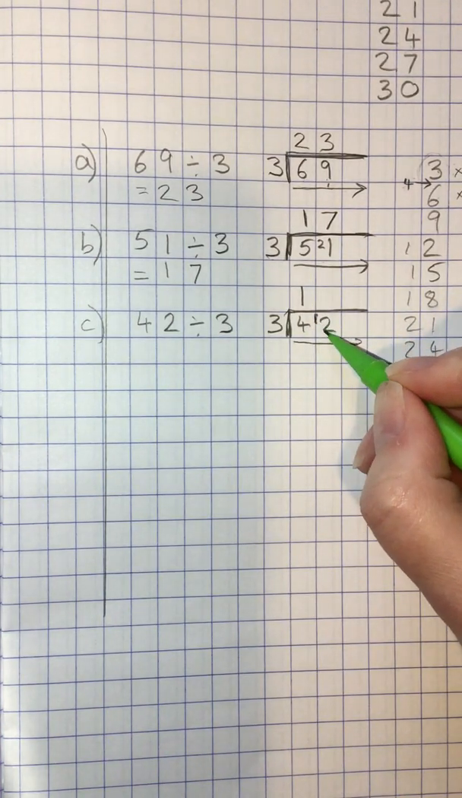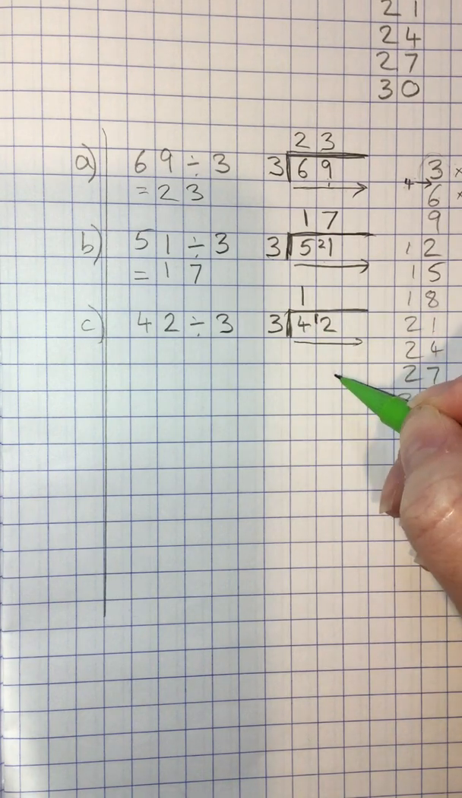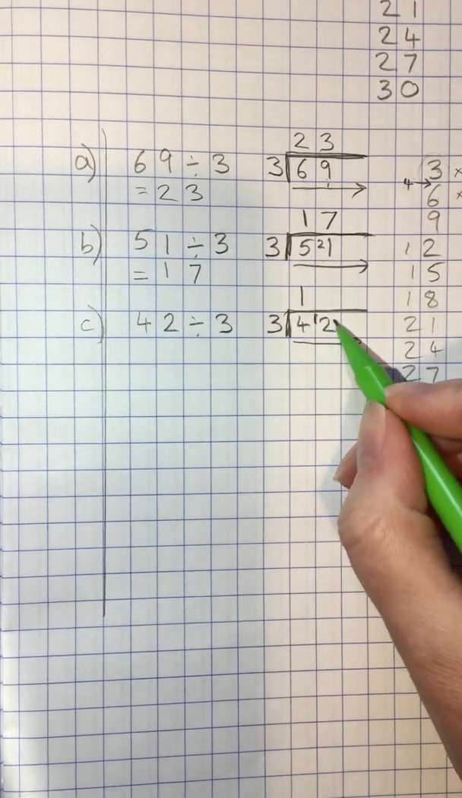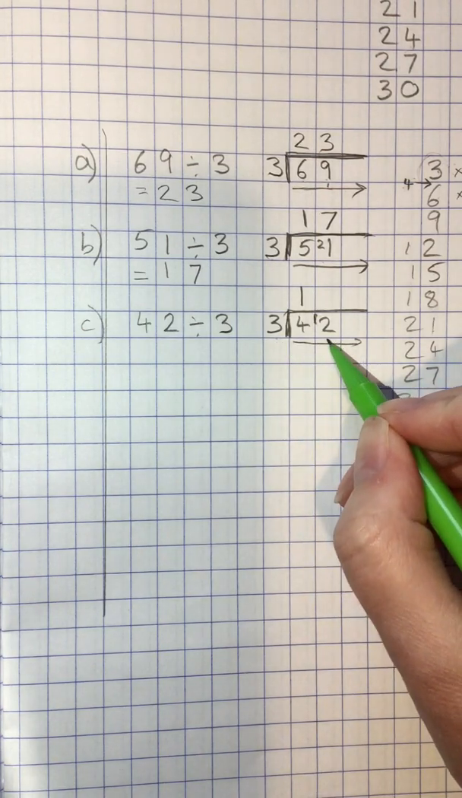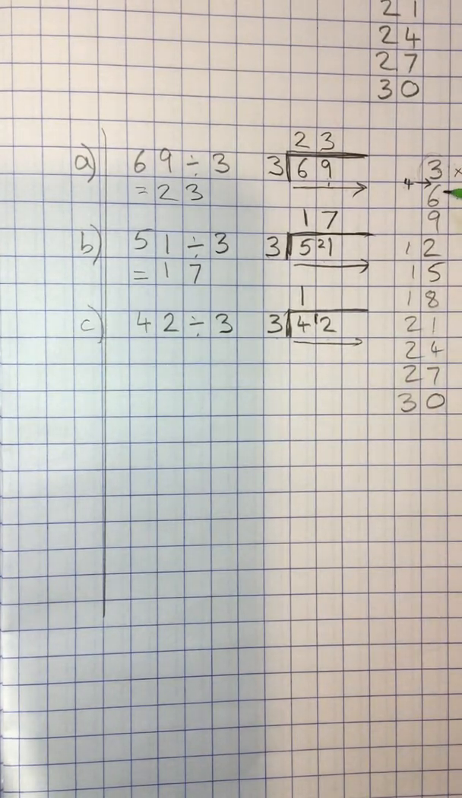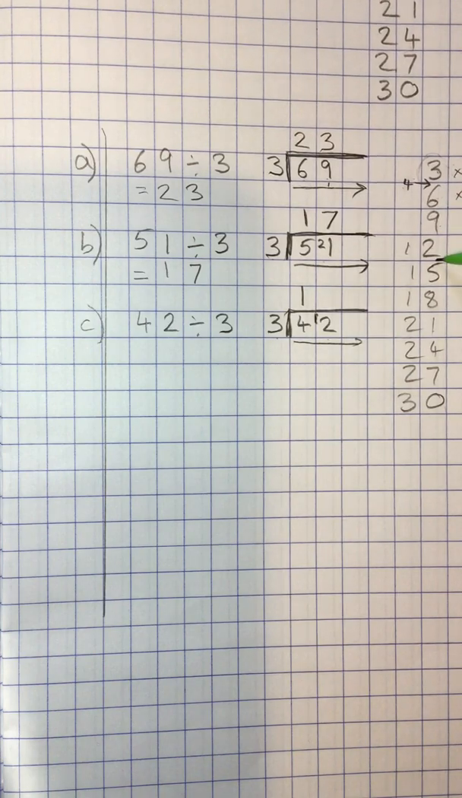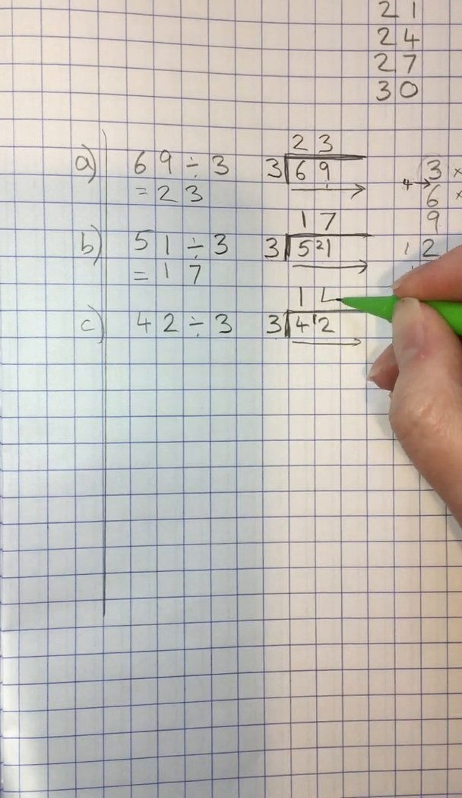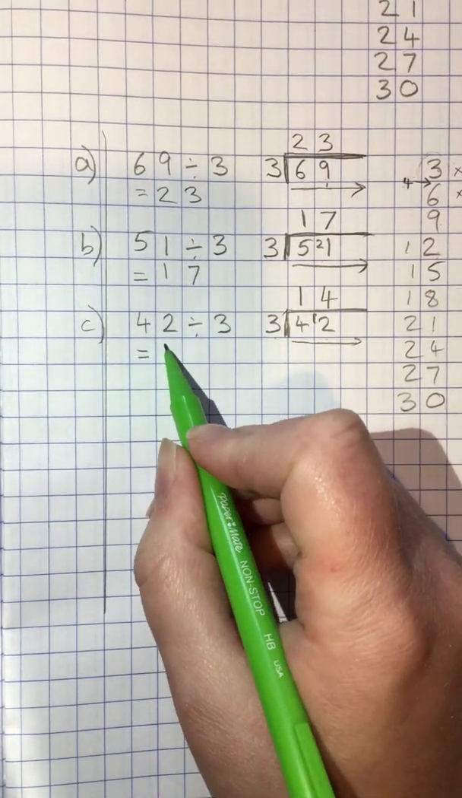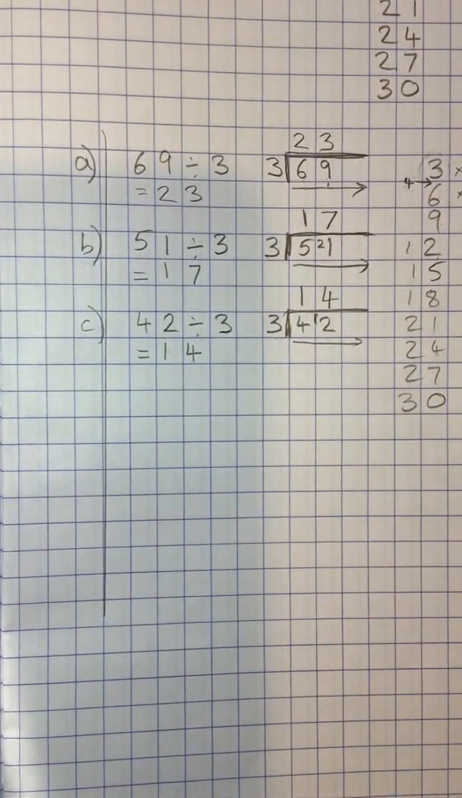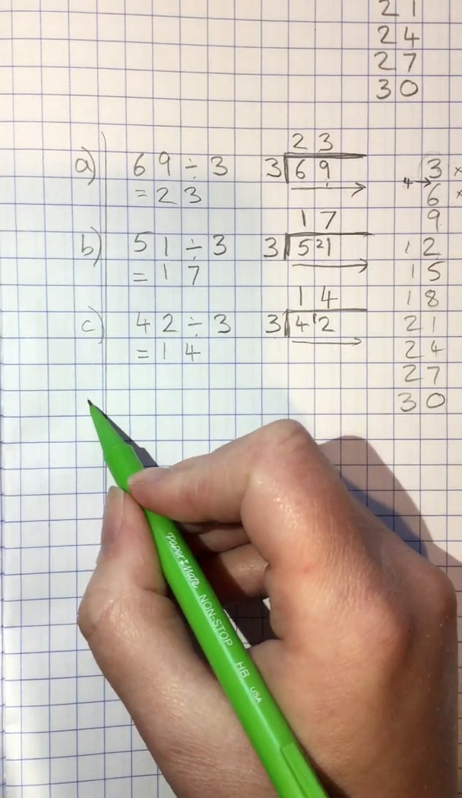So I move that across to my units, I exchange it across to make some more units. That gives me 12. How many 3s go into 12? 1, 2, 3, 4. 4 groups of 3 in 12. 42 divided by 3 is 14. Let's look at another.